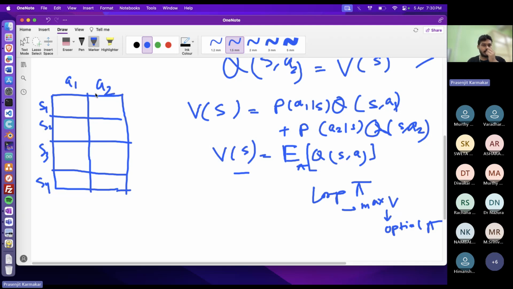If I have an optimal Q function, that from state S1, if I take action A1, I have this much value, and from state S1, if I take action A2, I have this much value. So if I know that this value is 10 and this value is 15, I would definitely prefer taking A2 at S1, right? Similarly, if I have, let's say, 20 here and 5 here, I will definitely prefer taking action A1 at state 2.